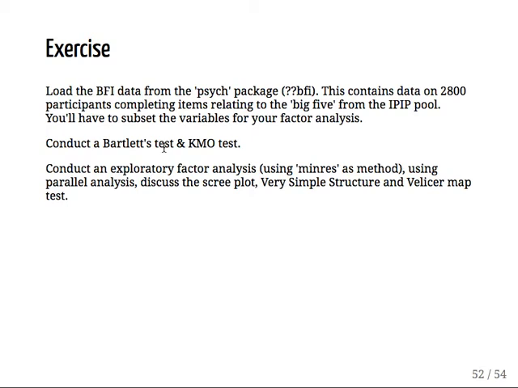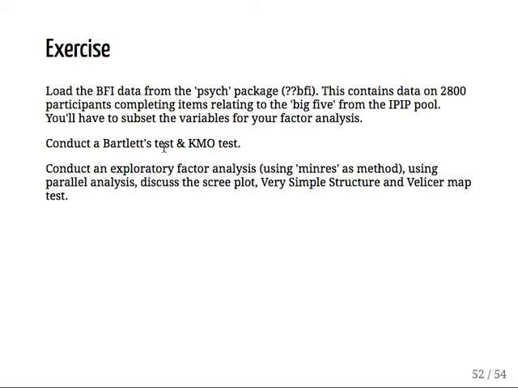So your exercise consists of loading the big 5 data, the BFI data. They live in the psych package, so you've loaded data from packages before. It contains data, so you don't have to worry about that. You have 2,800 participants completing items on the big 5 from the International Personality Item Pool. You'll have to subset the variables for your factor analysis because there will be some other data in there as well, which you don't need.